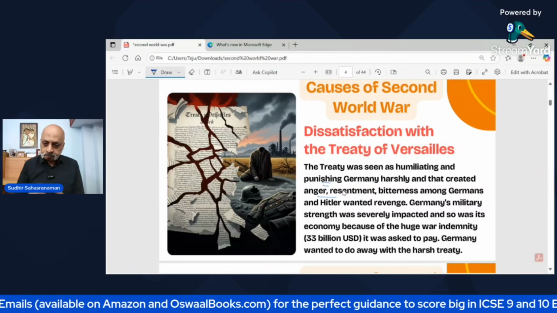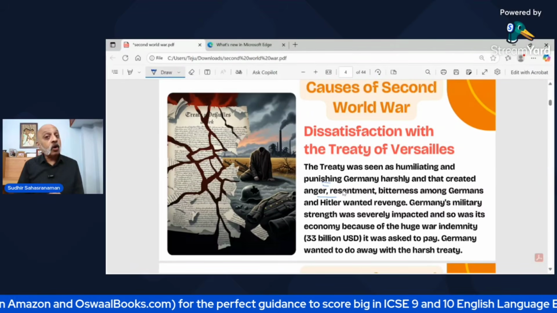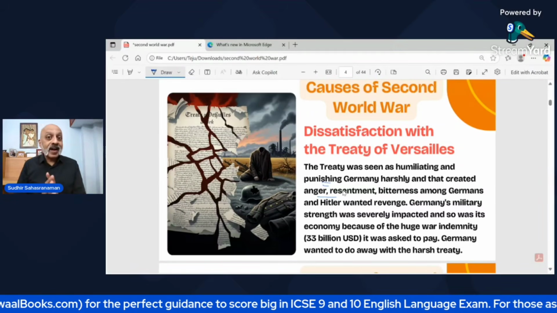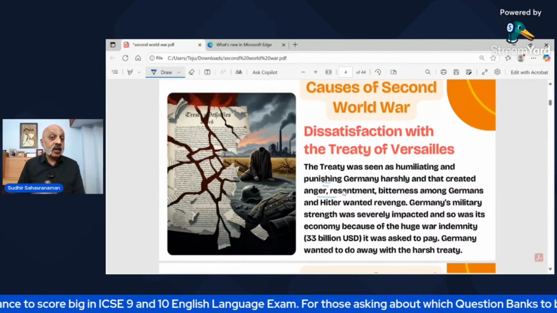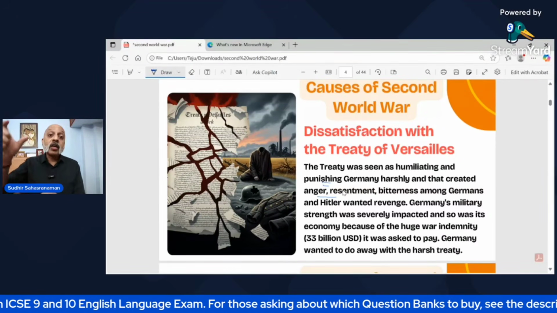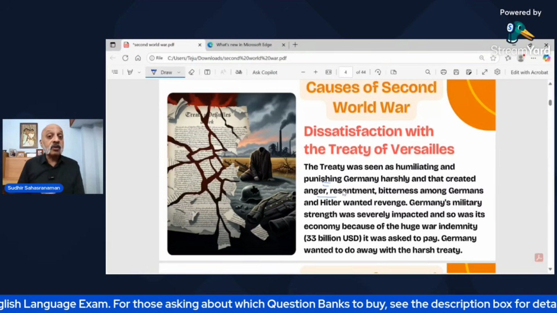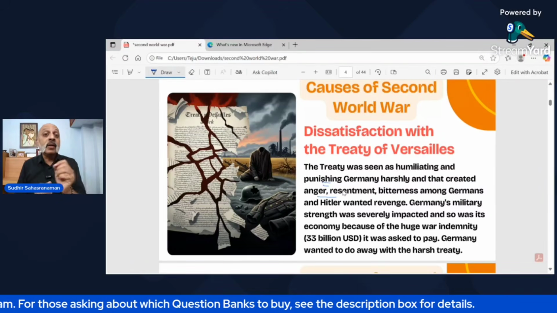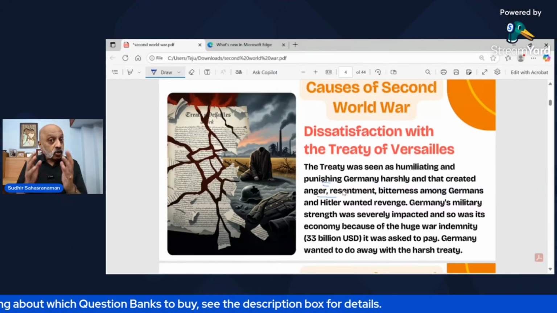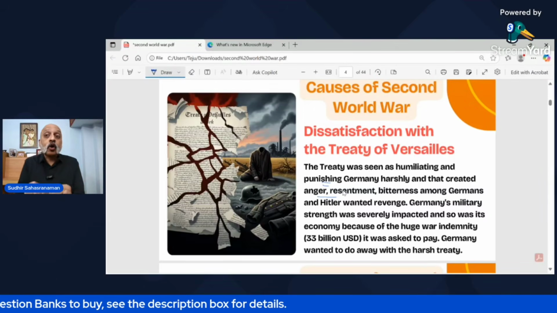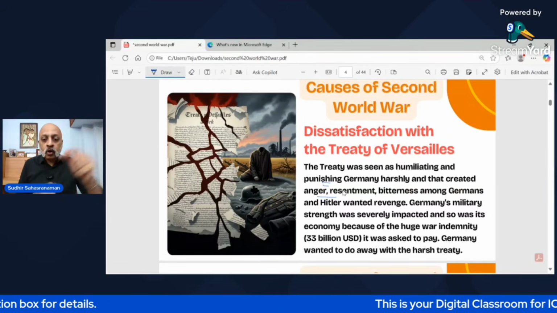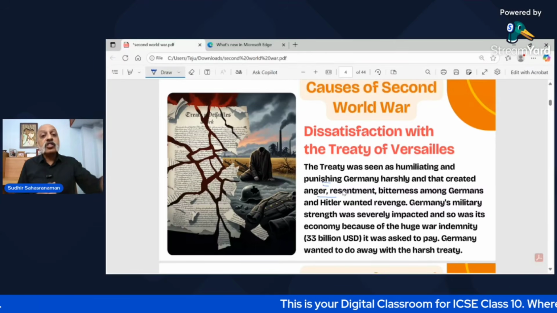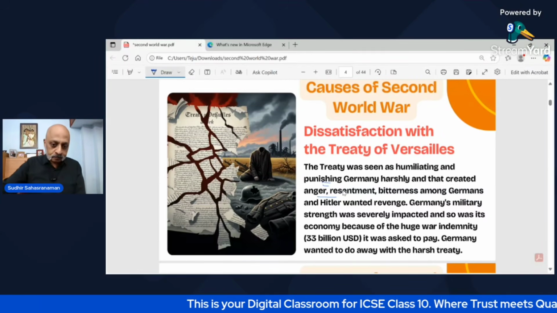of Versailles. The economy of Germany was also in tatters. Why? Because Germany had been ordered under the Treaty of Versailles, if you remember, to pay a huge war indemnity of 33 billion US dollars, right? So that left the German economy in tatters, right? So Germany said, we do not want to follow this treaty, which is so anti-German.